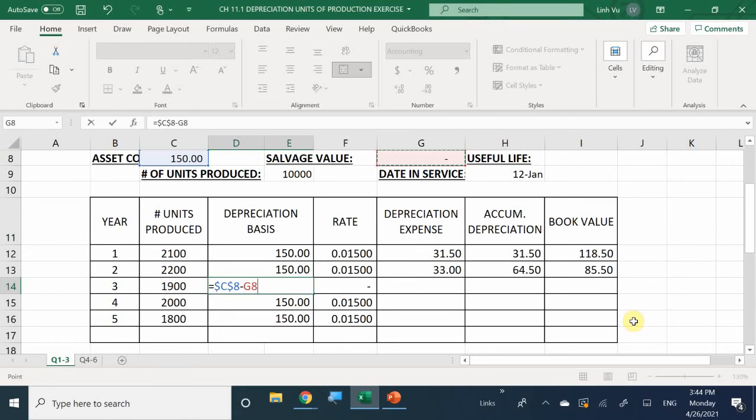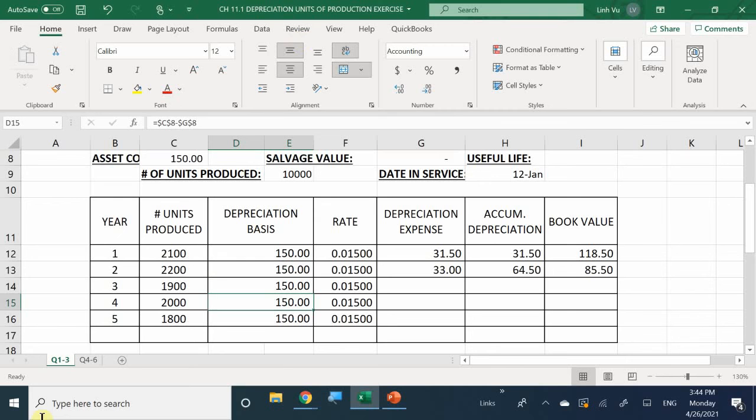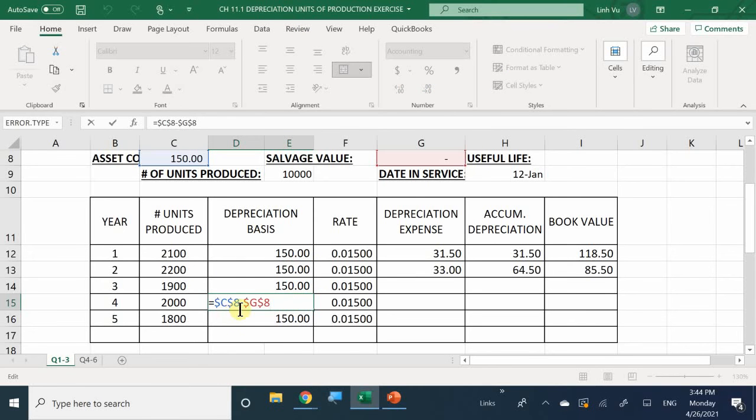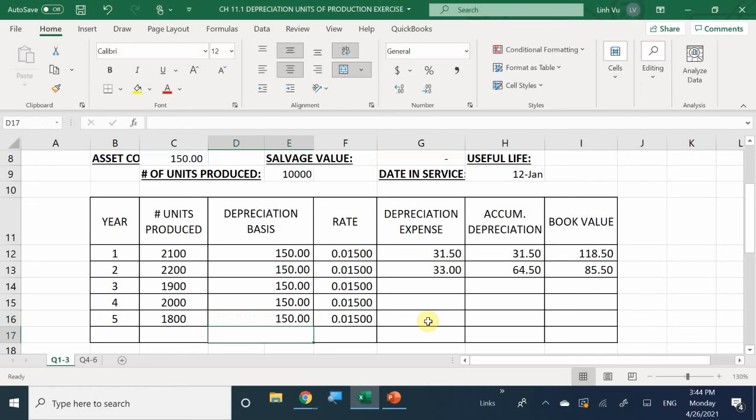In this case, I have G8. I need to make sure it doesn't move, so I'm going to make it absolute. When I enter, it's only going to be picking up that information. So if I pull that information down, this is what it says here. It's still picking up the C here and the G8. Same thing here, it's still picking up C8 and G8. That's called absolute cell referencing.